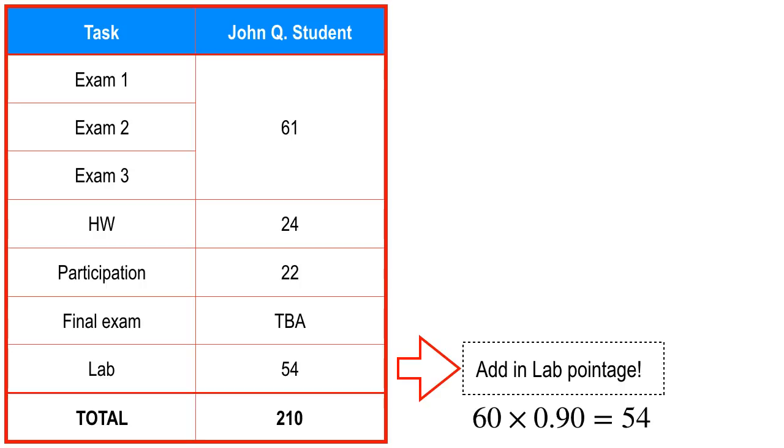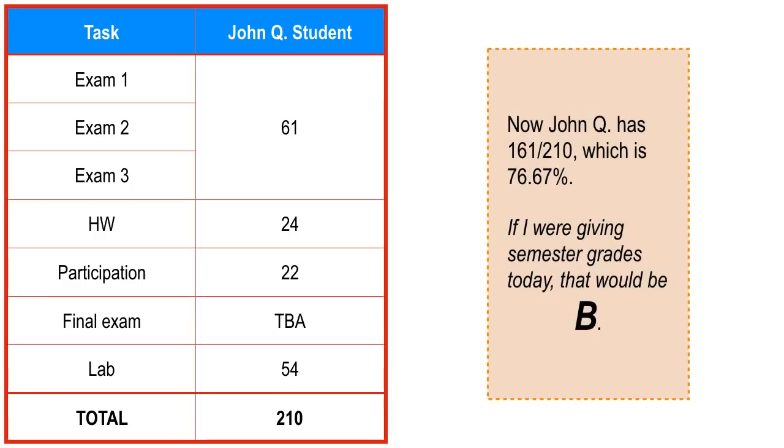Okay, we're going to add in, so 54 points out of 60. So that goes straight by percentage. And I'll probably round this one up too, I guess, just so you guys get a break. All right? So now his total goes up to 161 out of 210. And that, my wonderful students, ding, he's broken the 75% level. And there's no pluses and minuses, so that's a B, if I were giving semester grades today.